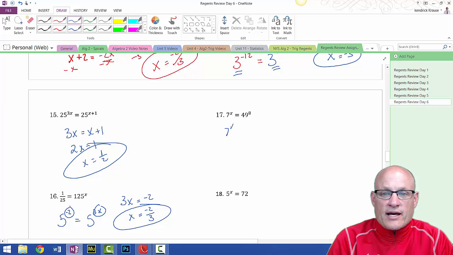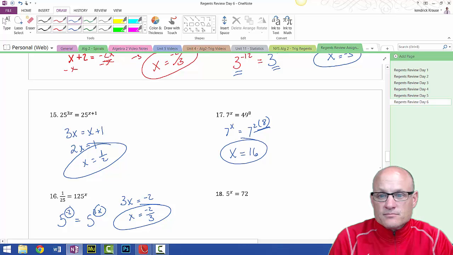7 to the x is equal to 7 squared to the 8th power. So exponents raised to exponents, we multiply those, so we get x equals 16. Kind of boring.